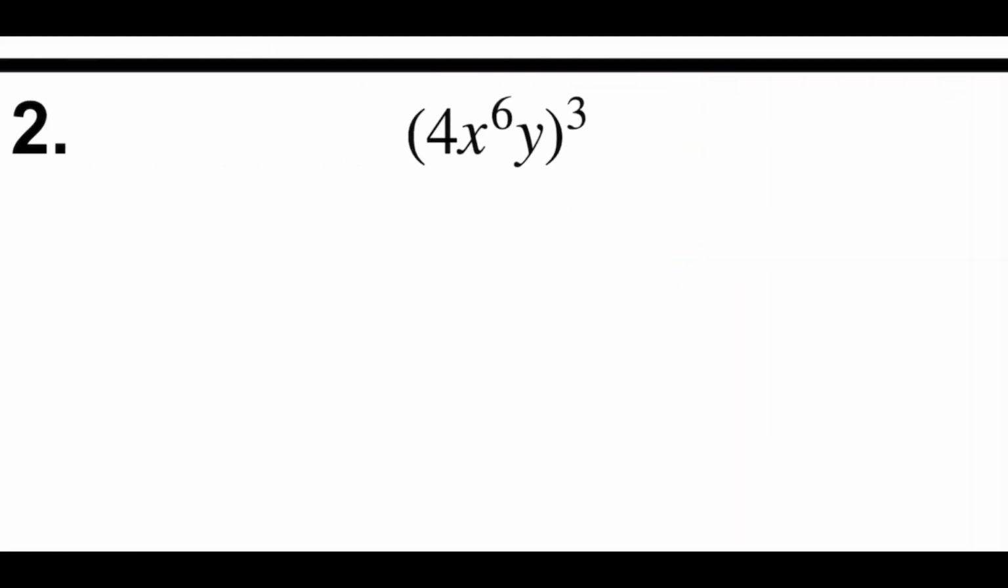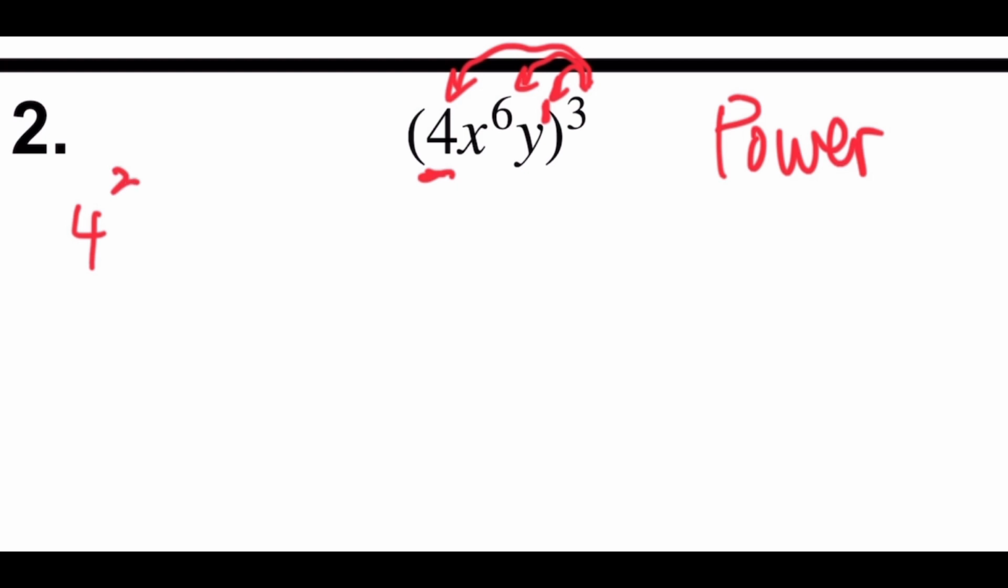Problem number 2 says 4x to the 6th y, all raised to the 3rd power. Since I'm raising a power to another power, I'm going to use the power property, which says if I raise one exponent to a higher exponent, I have to multiply those together. So I will have to raise every item inside parentheses to the 3rd power, remembering there's a hidden 1 on the y. So first I'll raise the 4. 4 to the 3rd power is 4 times 4 times 4, which is 64.